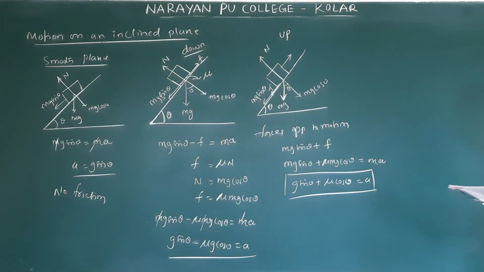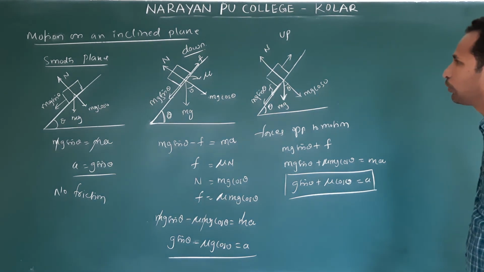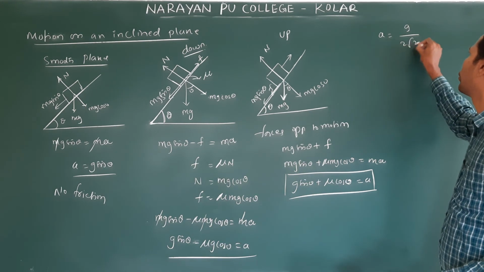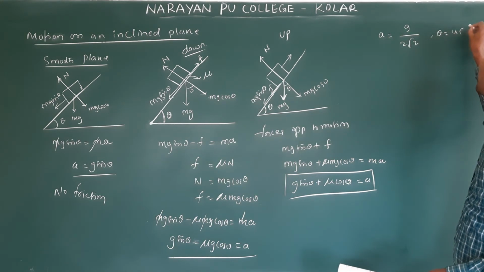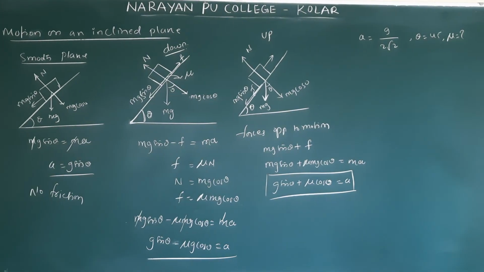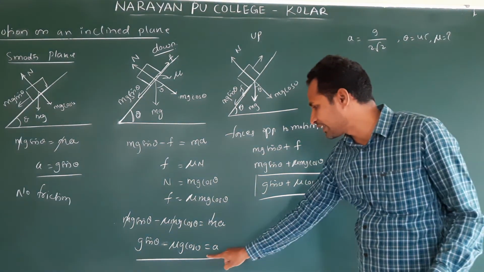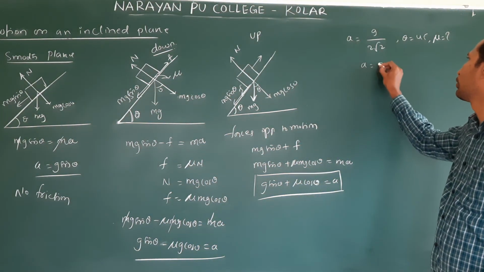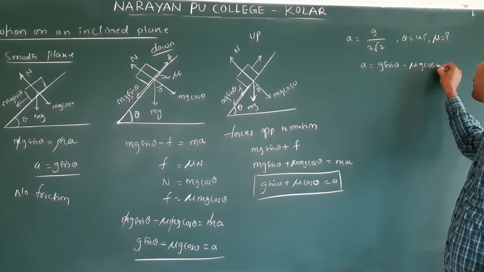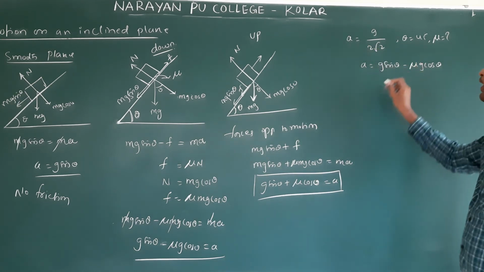A block slides down an inclined plane of inclination 45 degrees with acceleration g by 2√2. Find the coefficient of friction. Body sliding down with an acceleration a equal to g by 2√2. Angle of inclination is 45 and they are asking mu, coefficient of friction. So sliding down case, what is the acceleration? a is equal to g sin theta minus mu g cos theta. They are asking mu, substitute the given values.